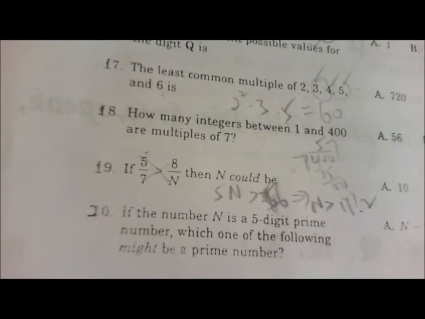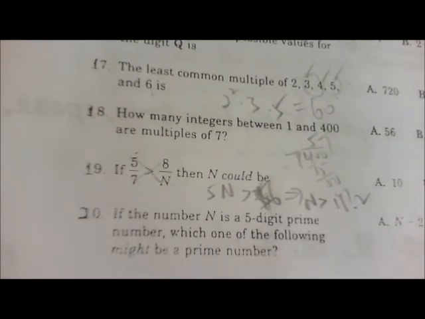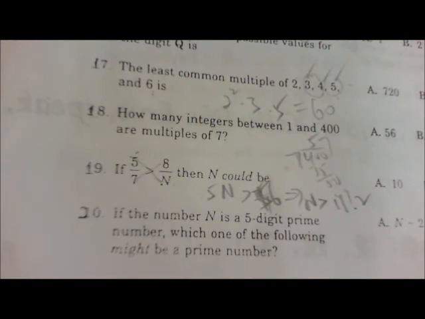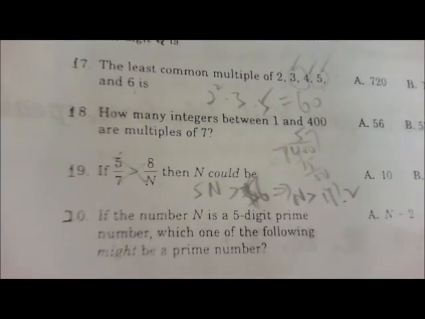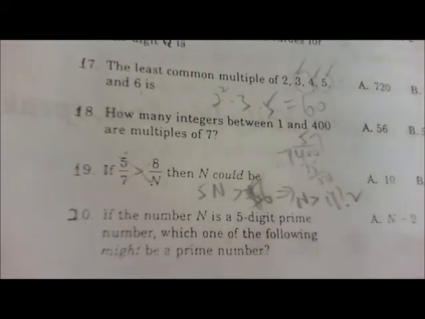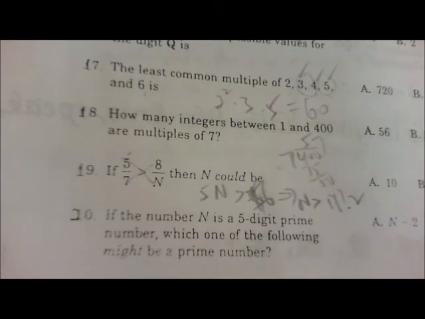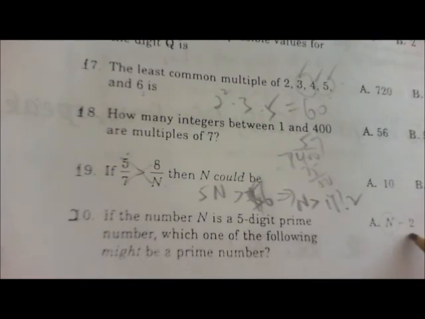Number 20. If the number n is a 5-digit prime number, which one of the three might be prime? So if this is a prime number with 5 digits, the only even prime is 2. So a 5-digit prime is definitely an odd number. So if n is odd, n is odd minus even is odd.